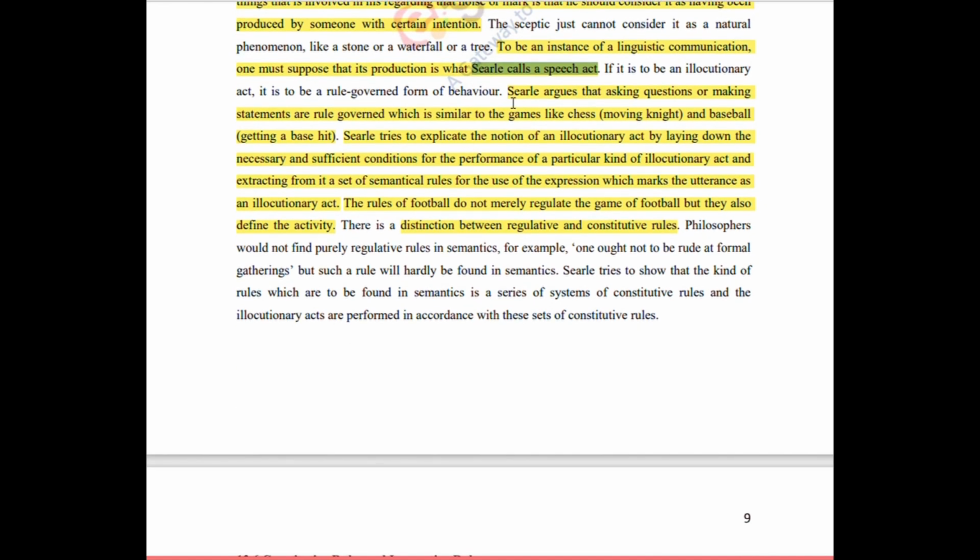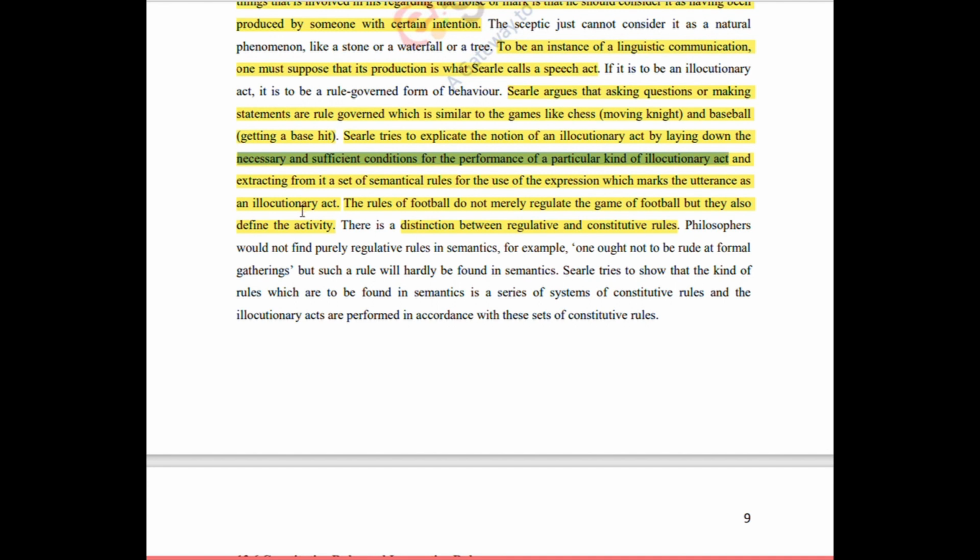Searle argues that asking questions or making statements are rule governed, which is similar to a game like chess. Searle tries to explicate the notion of an illocutionary act. You already know what it means to be an illocutionary act. He has given two things: necessary and sufficient conditions for the performance of a particular kind of illocutionary act.